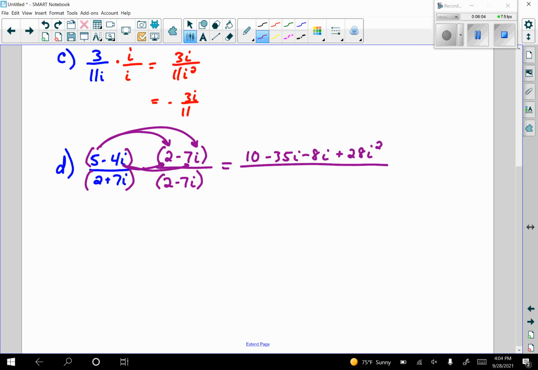In our denominator, I still need my first terms here. That's going to be a 4. My outside and my inside will cancel. We'll get a minus 14i plus 14i. They cancel. So last, I'm going to have a minus 49i squared.